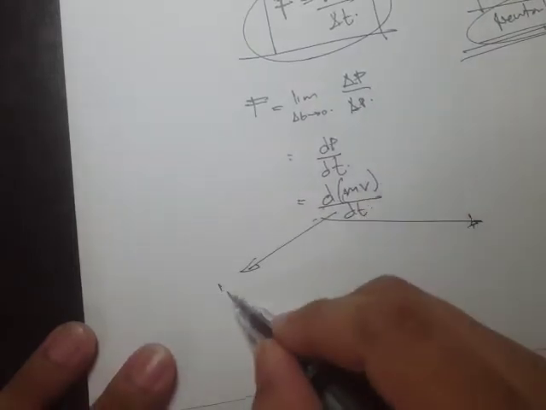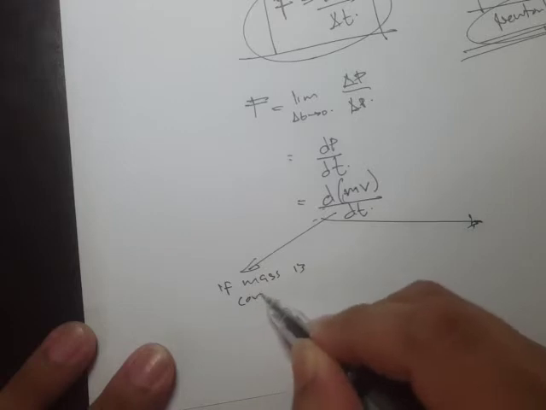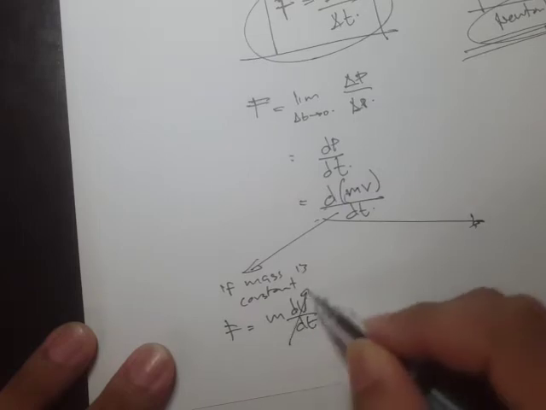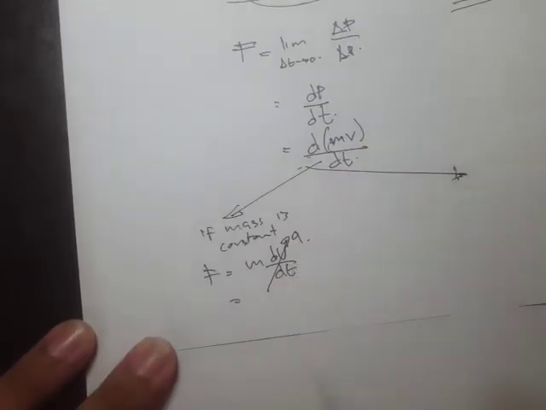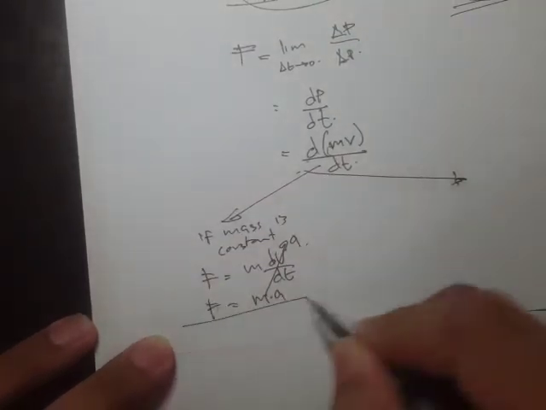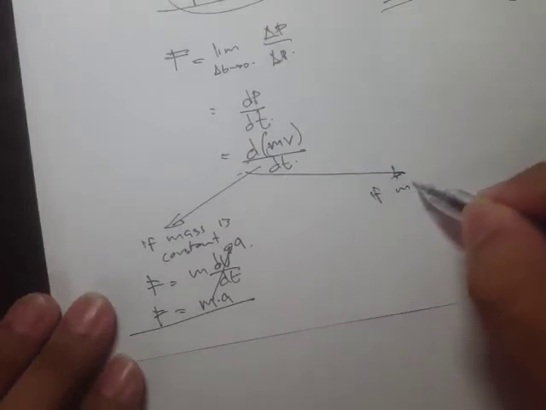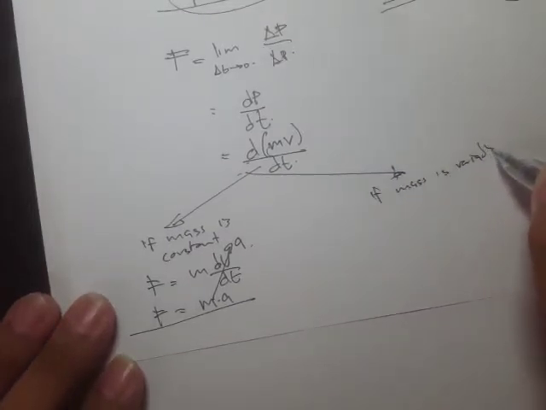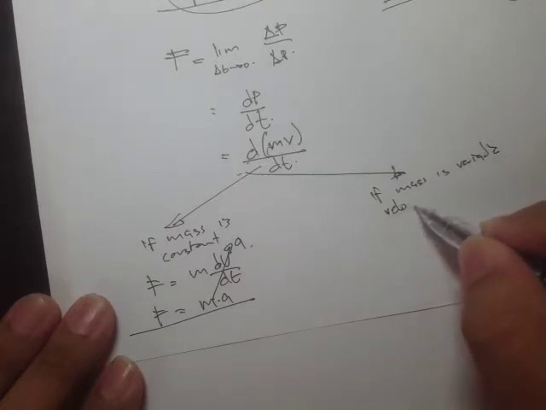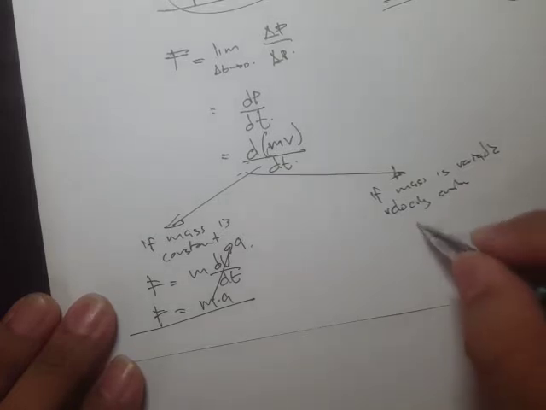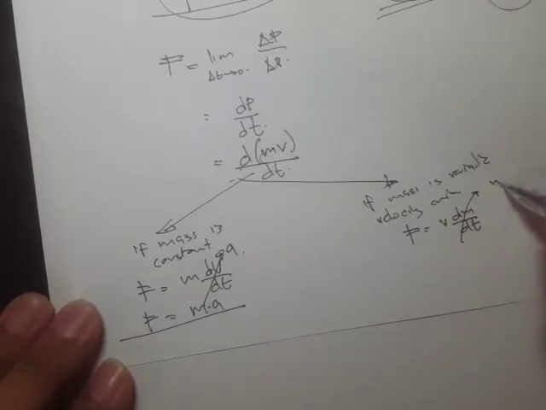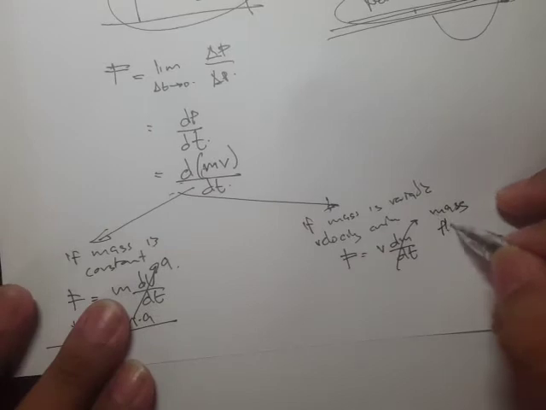So if the mass is constant, then F is equal to m dv all over dt, and this is acceleration, the change of velocity. So this is ma. F is equal to ma. But if mass is variable but velocity is constant, then what we get is F is equal to v dm all over dt. And what is this? This is actually the mass flow rate.